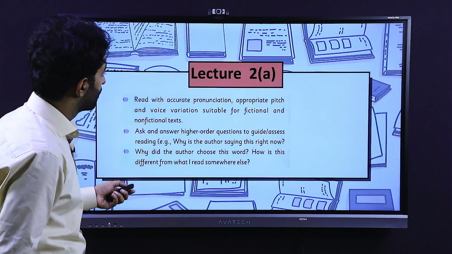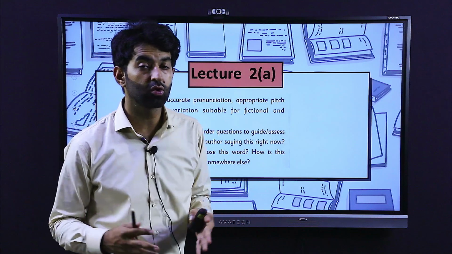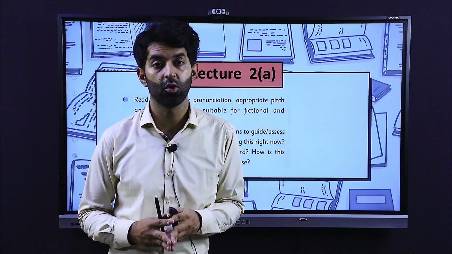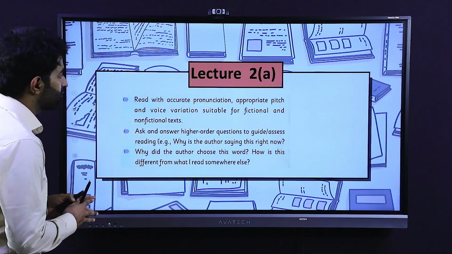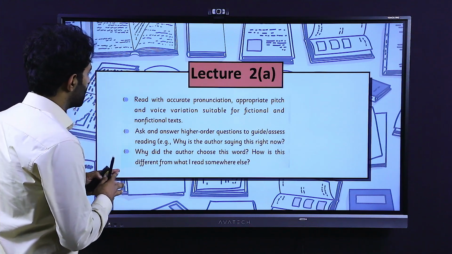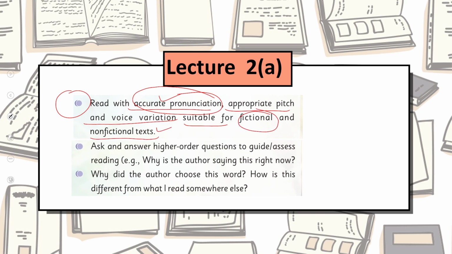Now, moving on to the next lecture, lecture number 2. Again, it is divided into different parts. We will learn these SLOs in different lectures. For lecture 2A, first thing that we have to do is read. And when we are reading, we have to read with accurate pronunciation, appropriate pitch, and voice variations suitable for fictional and non-fictional text. We are talking about the major categories and genres, and we will read it.